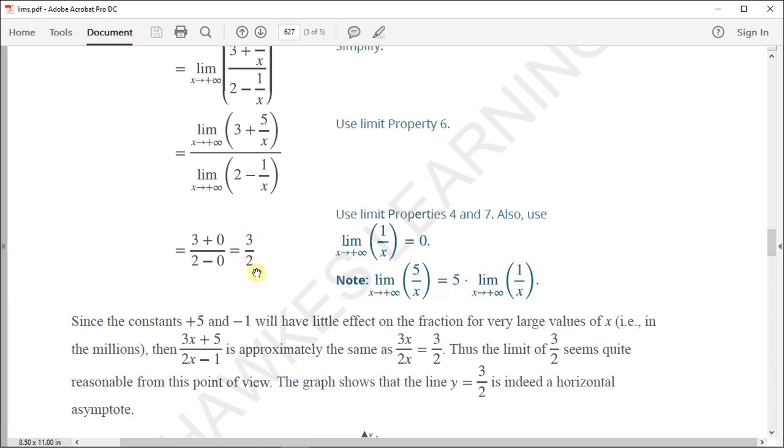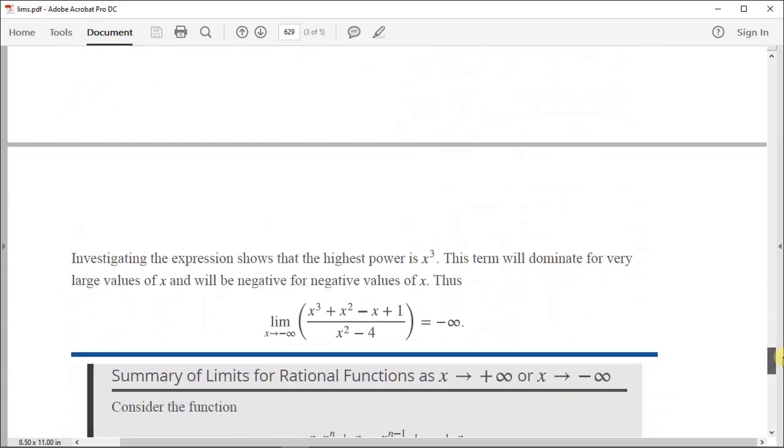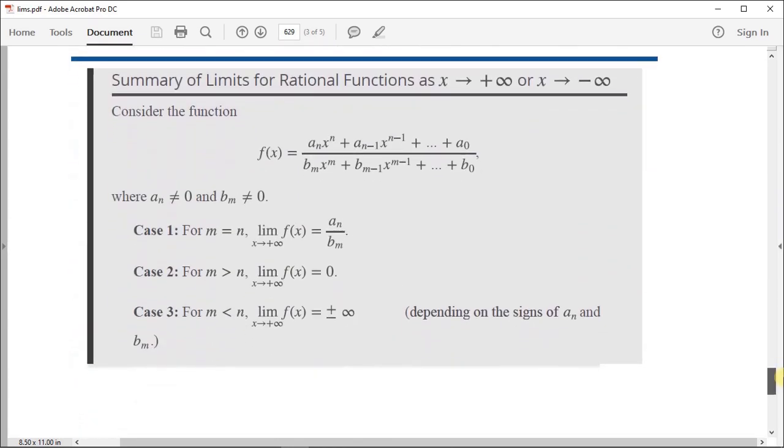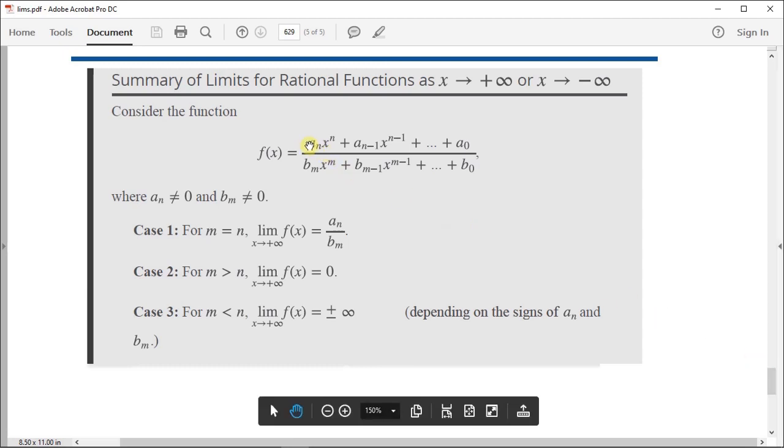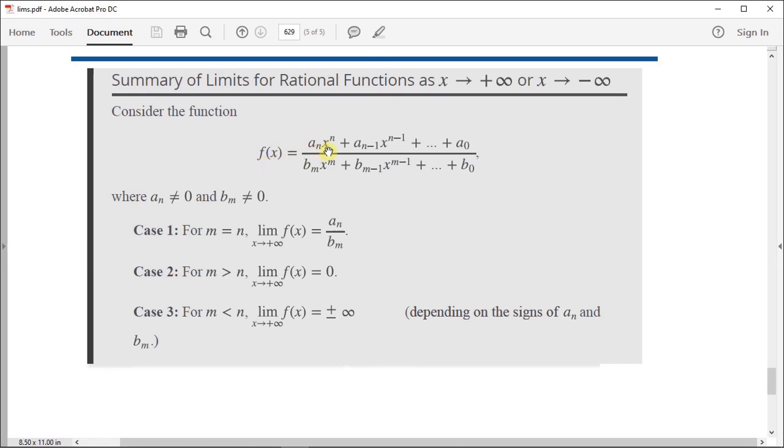Well, that seemed like a lot of work to do that. So I'm going to skip down and go to the last pages you'll see in this section. They've got a summary for limits at infinity here. Now notice what they have written here. They've got a function, and then all the subscripts and exponents on top are in terms of n, and on the bottom they're in terms of m.